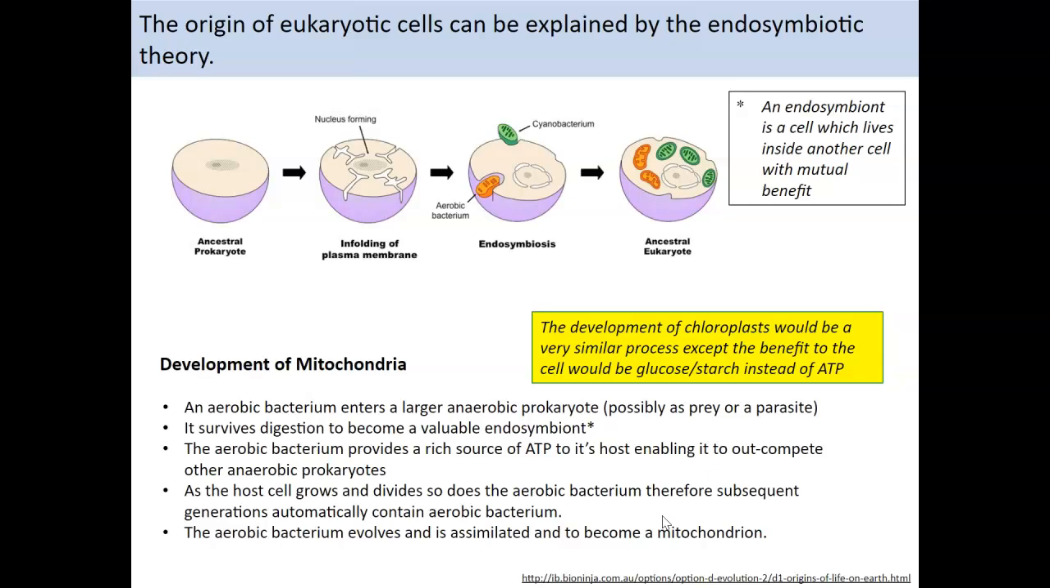Over time, it did become the mitochondria. And the chloroplast would be similar again, except the benefit would be different. This time, the smaller cell would be really good at using the sun's energy to make sugars, and then it would give some of those sugars to the larger host cell.